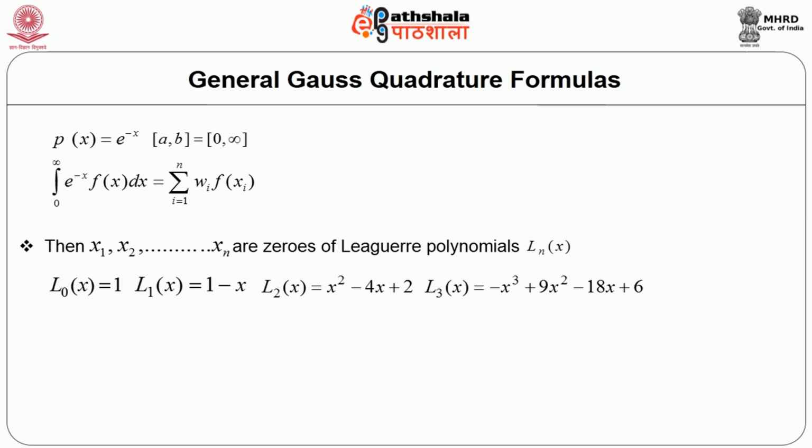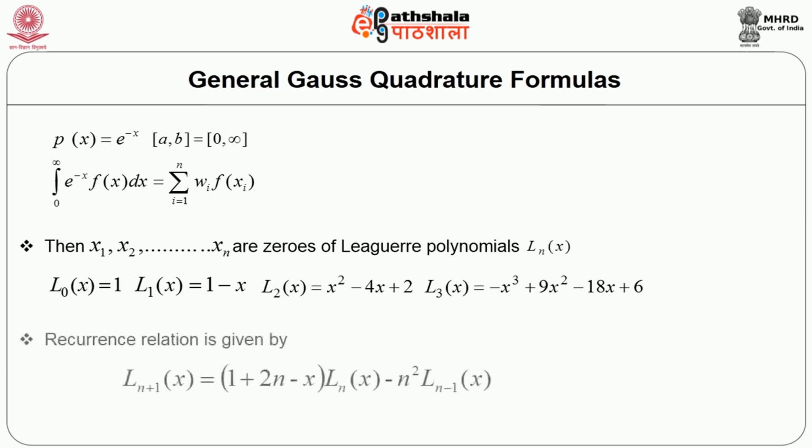Now, Laguerre polynomials are orthogonal with respect to e raised to minus x on the interval 0 to infinity. Laguerre polynomials are denoted by Ln(x), where L0(x) is 1, L1(x) is 1 minus x, L2(x) is x square minus 4x plus 2, L3(x) is minus x cube plus 9x square minus 18x plus 6, and the recurrence relation is given by L(n+1)(x) is (1 plus 2n minus x) Ln(x) minus n square L(n-1)(x).